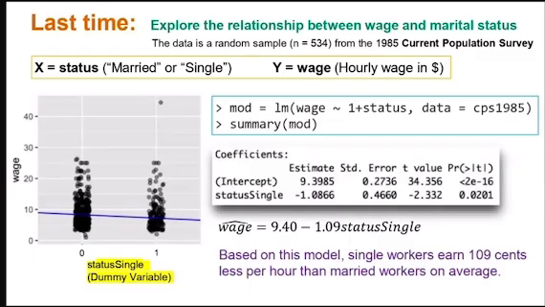Okay, what I'm showing you here is a simple linear regression where I'm looking at the effects of status on the wage. This is similar to what you did in lower level statistics, where you compare two groups. Here, you're comparing the wages of married and single workers, where you do two sample t-tests. This is similar to that. So this is simple linear regression.